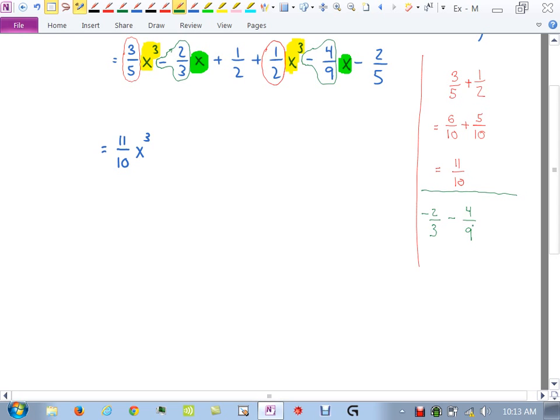Everyone understand where I'm getting these from? Okay, now we need a common denominator on this one also. 9. That's good because one of them already has 9, right? So 9 here, I'd have to multiply top and bottom by what? 3. 3 on top, 3 on bottom. So 3 times the negative 2 on top would give me negative 6 over the 3 on the bottom, of course, gives me 9. And then 4 over 9.